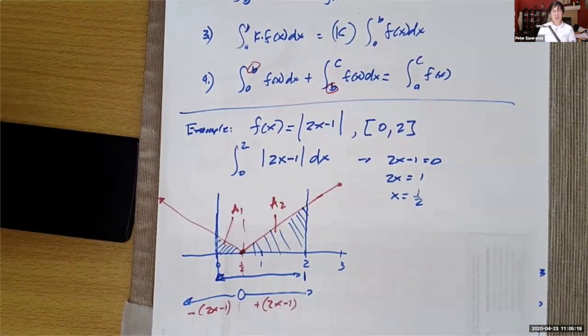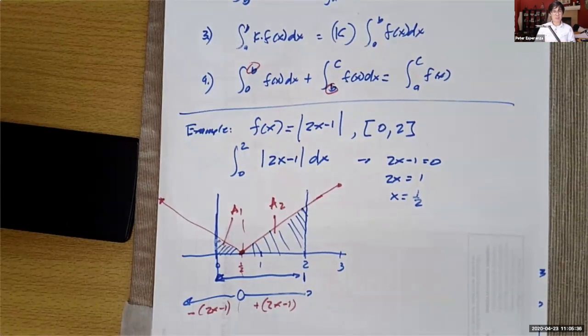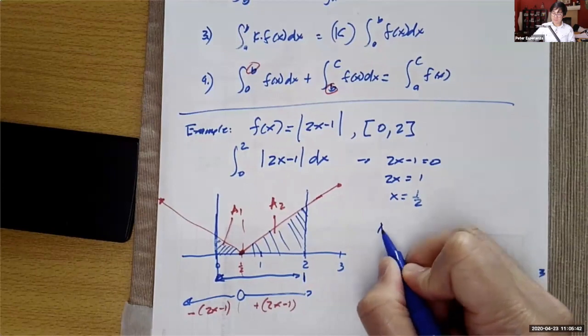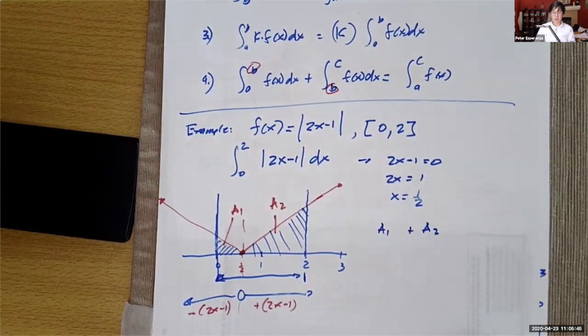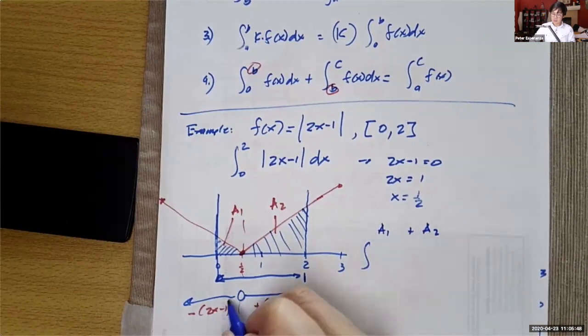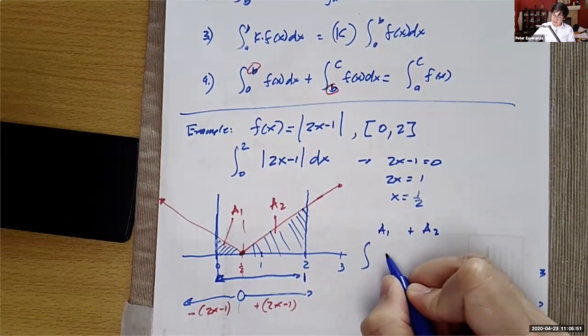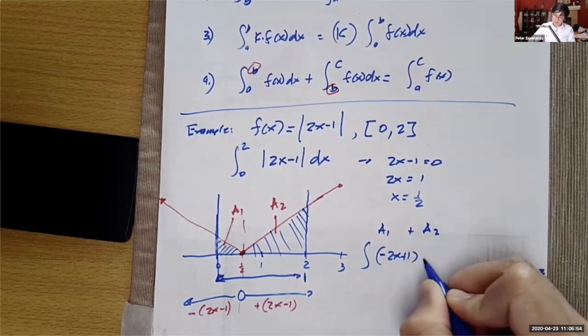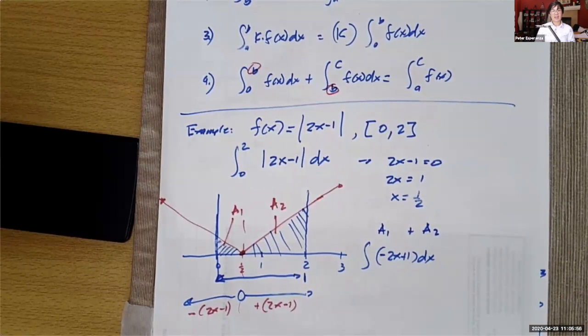Now the question is, how are you going to write your function using calculus? Try it out. What will be your integral now that you are seeing this type of function? We have two areas, which means two different integrals. Area 1 will represent the function negative 2x minus 1, which is negative 2x plus 1, dx, evaluated from 0 up until 1/2.